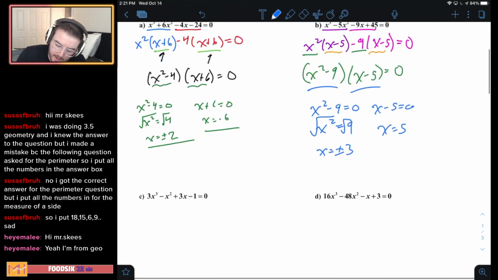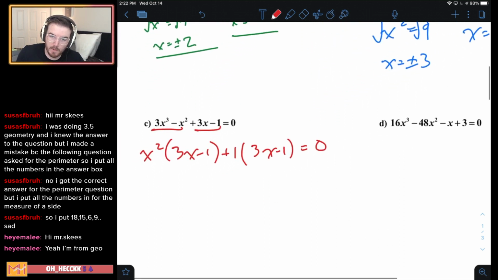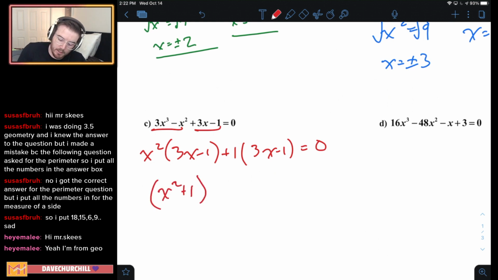Let's do it again. Maybe even a little more quickly. Look at the first two terms. What's the GCF? X squared. I'm left with 3x minus 1. Look at the second two terms. What's the GCF? I don't see a GCF. Okay, well, everything has a GCF of 1. That's okay. Maybe they don't have a number in common. Maybe it's just 1. All right. Well, there's factor number 1, the two numbers on the outside. And there's factor number 2, the things that match.